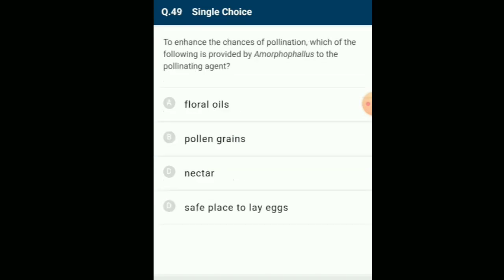Question number 49. To enhance the chances of pollination, which of the following is provided by Amorphophallus to the pollinating agent? Amorphophallus is named so because of the prominent spadix. It is the tallest flower, about 6 feet tall. They provide the site for laying eggs for the insects that pollinate it. So the answer for this question is option D, safe place to lay eggs.